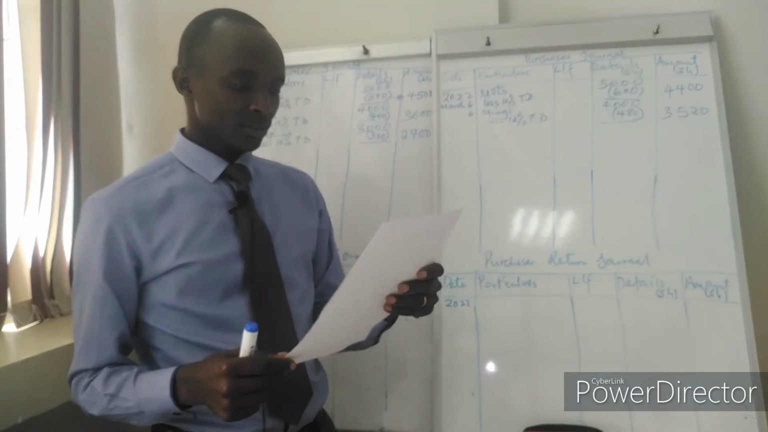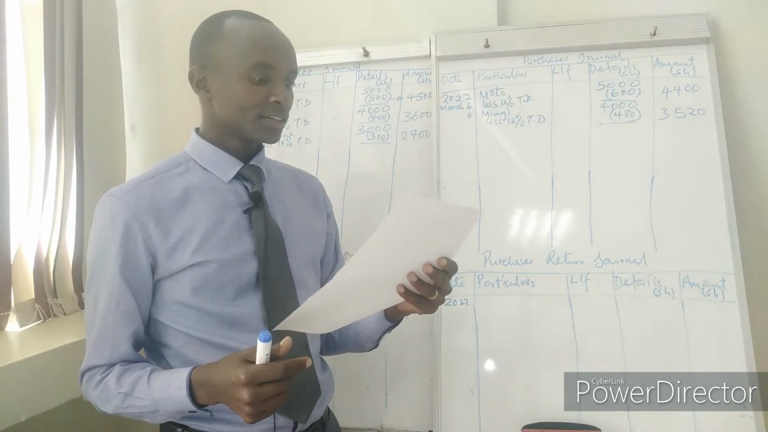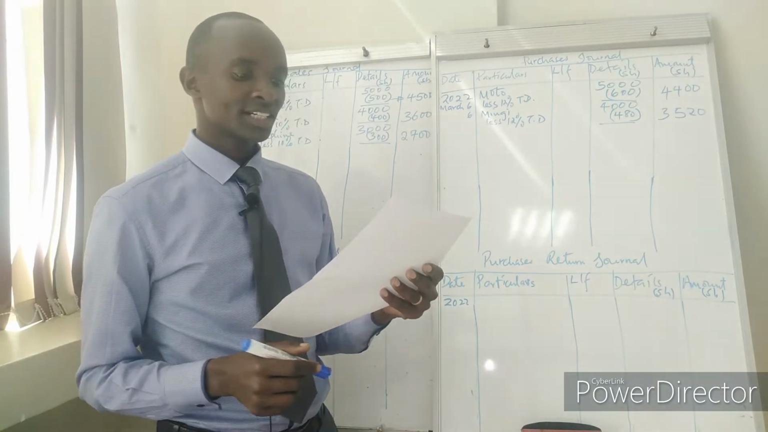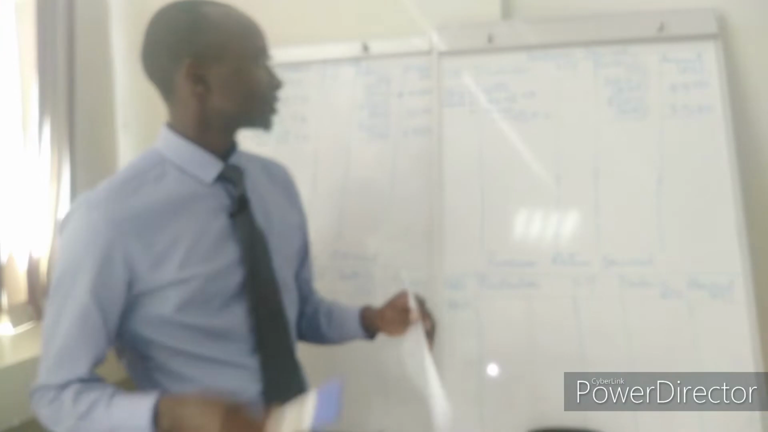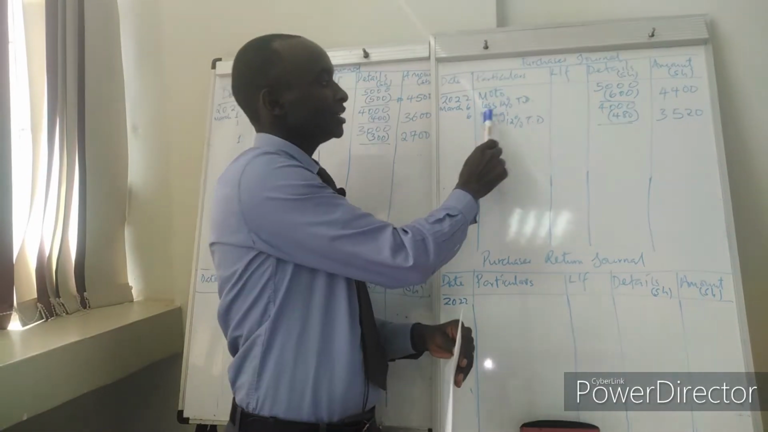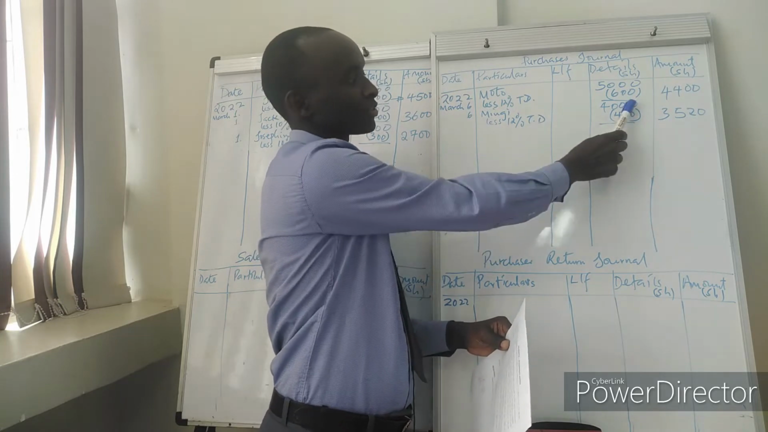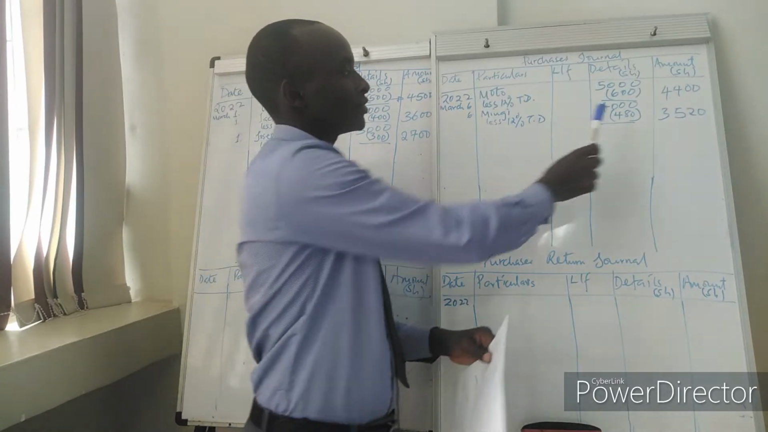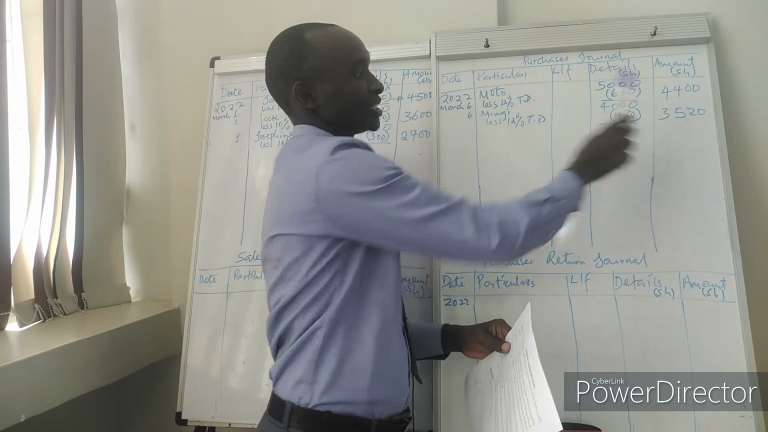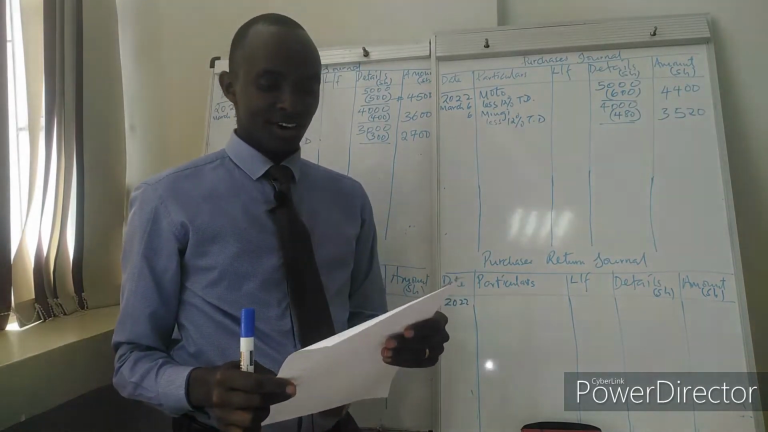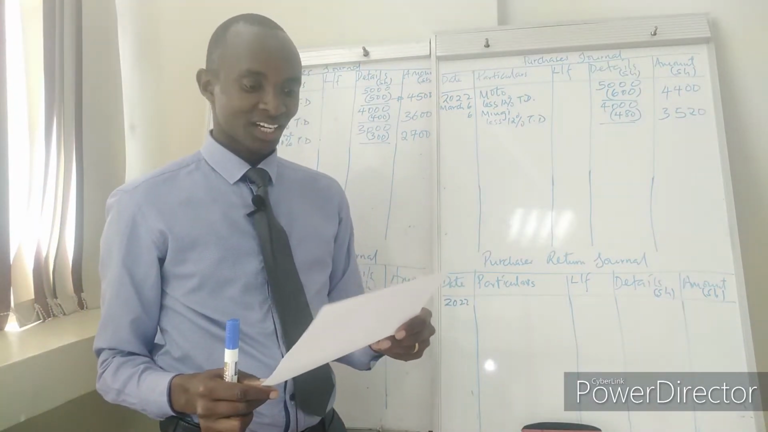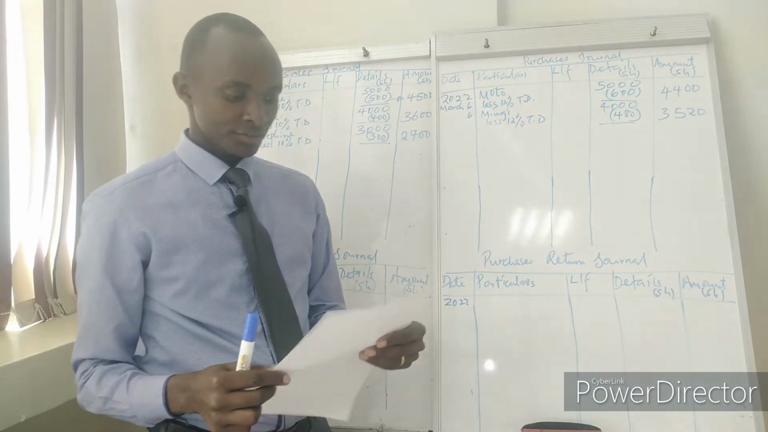And then there was another credit purchase from Mingi, 4,000 shillings. And there was a trade discount of 12%. So we are going to adjust that. Mingi, 4,000, you adjust 12% trade discount. 12% of 4,000 is 480. 4,000 minus 480 is equivalent to 3,520, isn't it, from your calculations? So let's move on now from there.